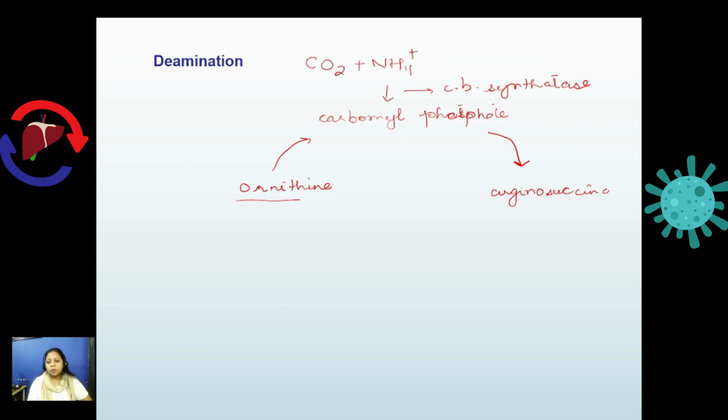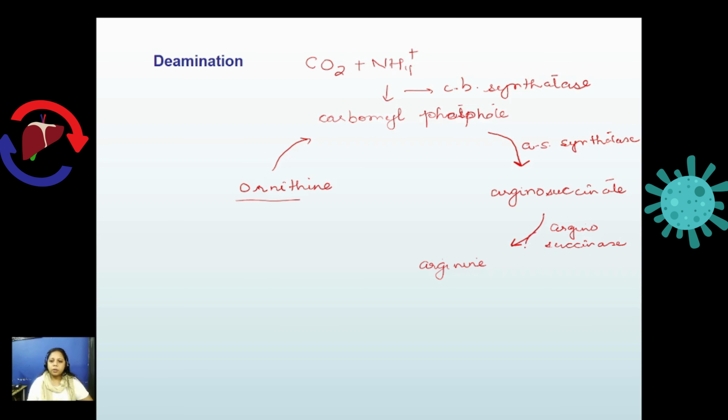Now here, if arginosuccinate is forming, then the enzyme would be like the same one, arginosuccinate synthetase. I'm writing the short form, but you don't need to write the short form. You need to write the full form. Now this arginosuccinate is converted into arginine with the help of an enzyme called, I write the complete name, succinase.